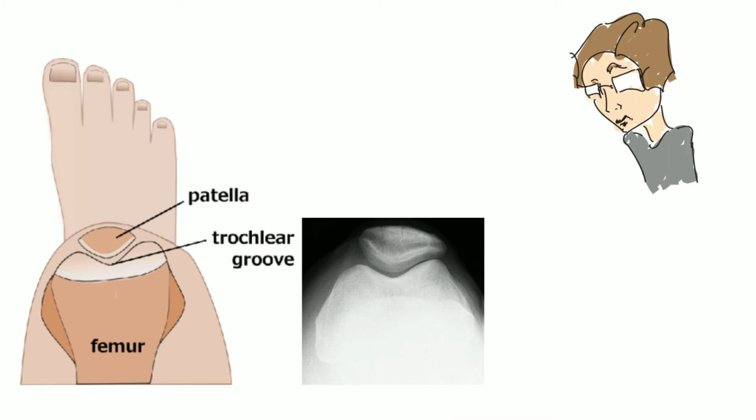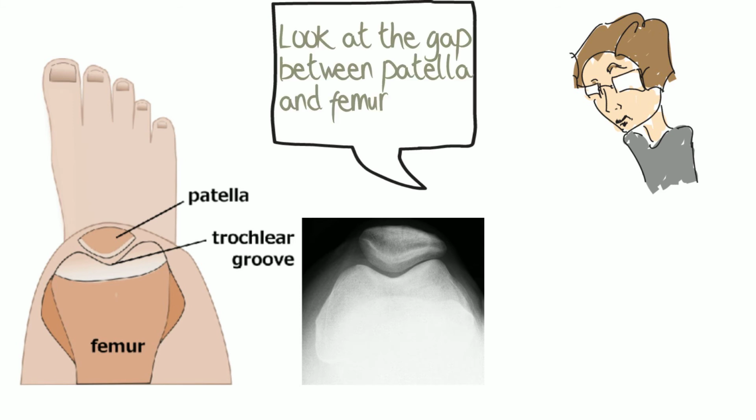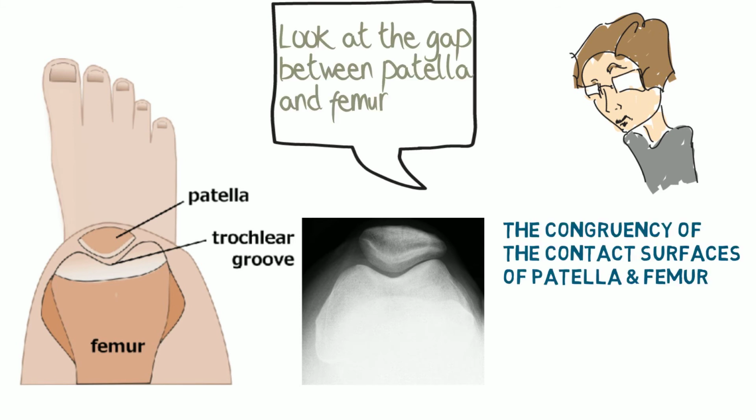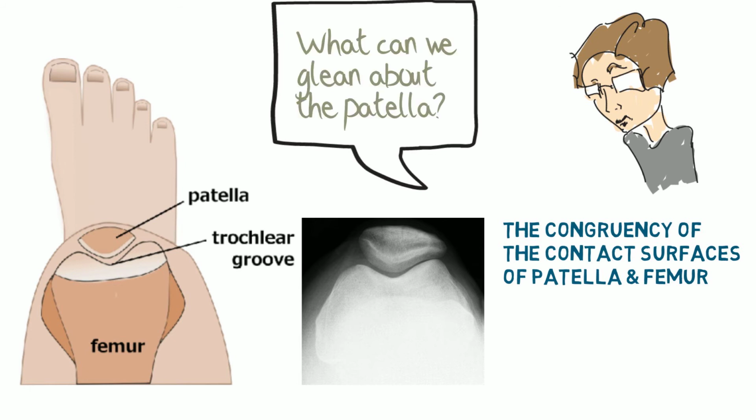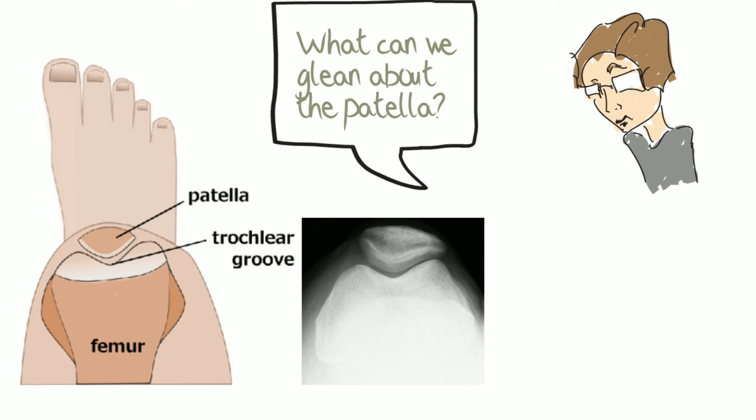The groove of the femur underneath the patella is called the trochlear groove. And it's important to look at the congruency of the contact surfaces here. Nice congruent surfaces suggest that this patellofemoral joint is likely to be healthy. From the skyline view, one can clearly see the shape of the patella, whether it or its underlying trochlear groove of the femur are abnormal or not.